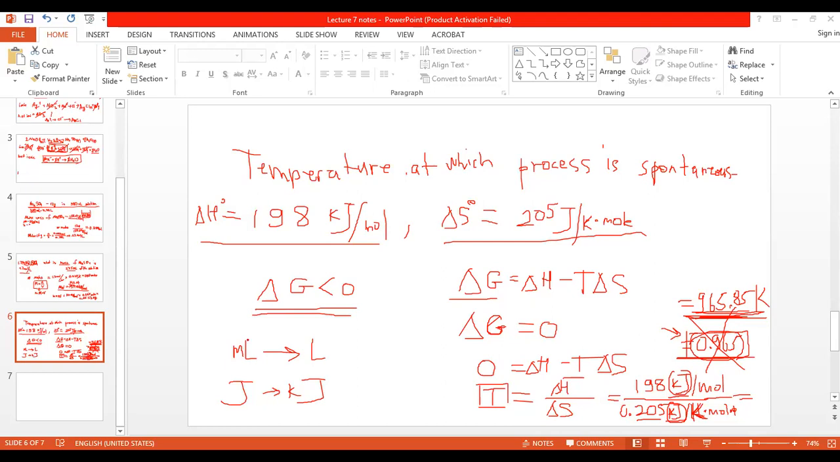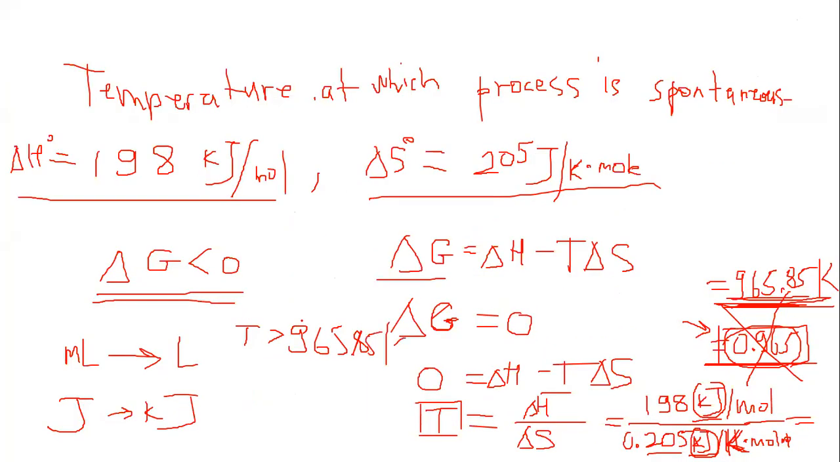So let's say it that way. The temperature must be more than 965. So delta G must be below 0 if it's spontaneous. We already determined what delta G is. Okay, so T must be more than this temperature, more than 965.85 kelvins. If we have more than this temperature, then this process can be spontaneous. That's the answer for this question.